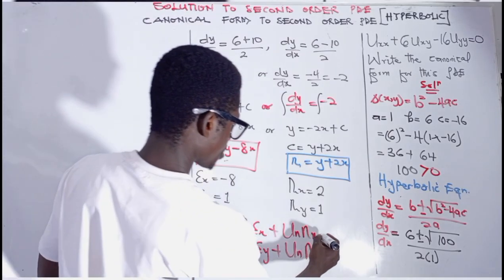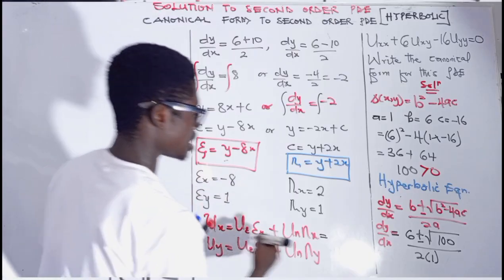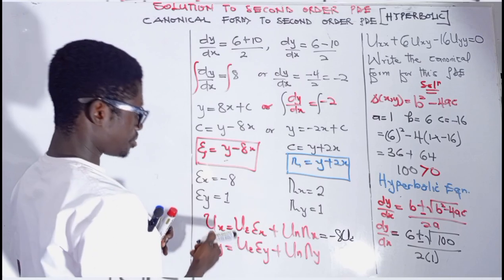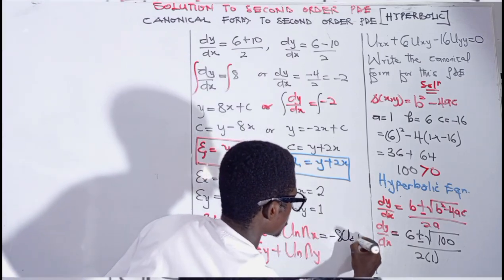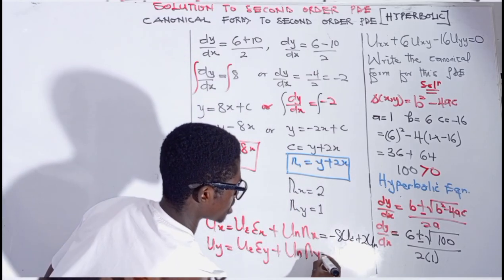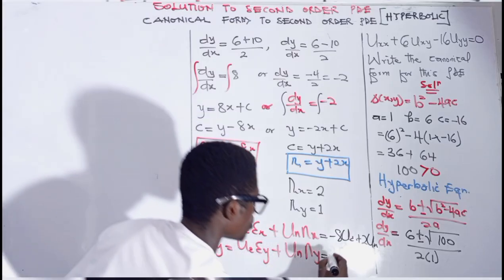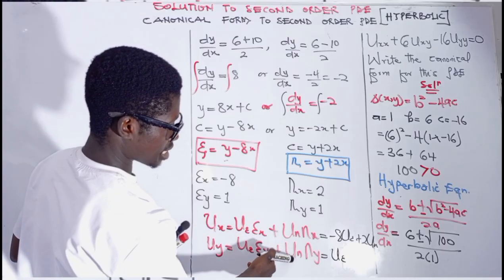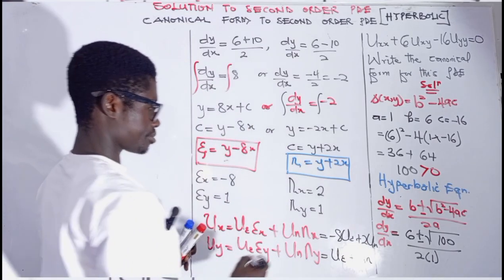So from here, when we plug them in, we know that xi x is minus 8. So we are going to get minus 8 u xi. And then eta x is what? 2. So when we plug it here, we are going to get plus 2u eta. Then we move on to this side. Xi y is 1. 1 times u xi will give us u xi. Then eta y is also 1. When we plug it here, we get plus u eta.